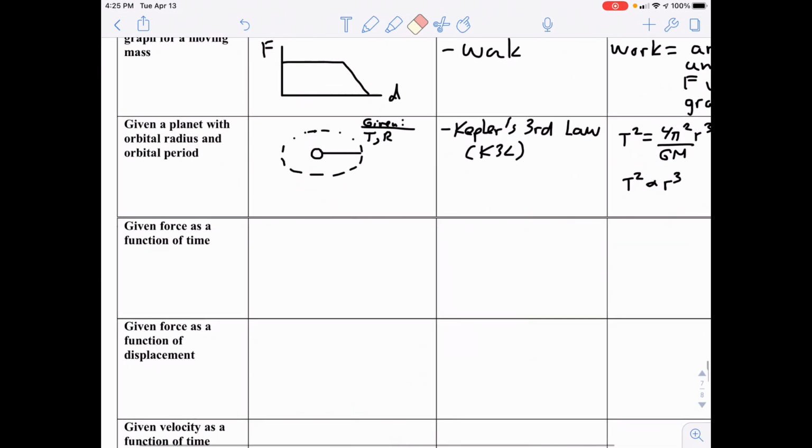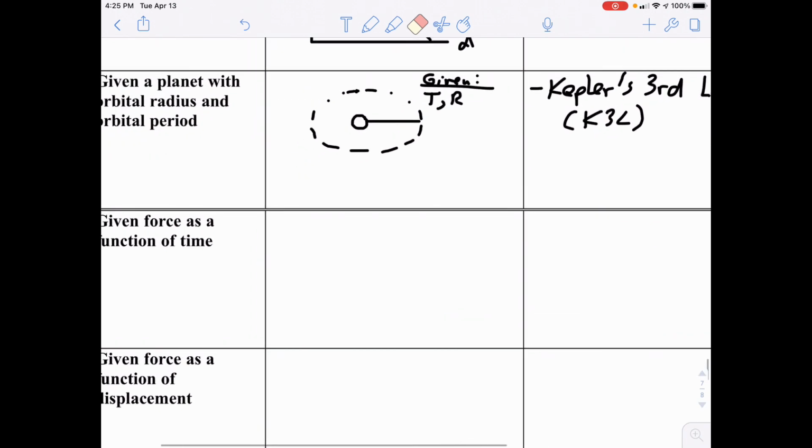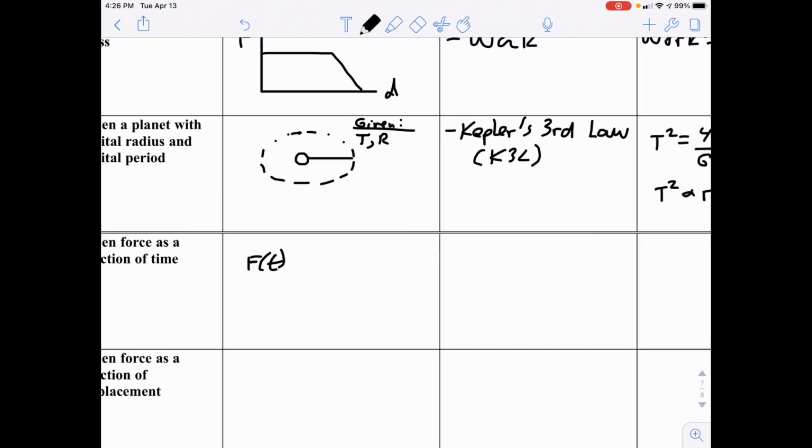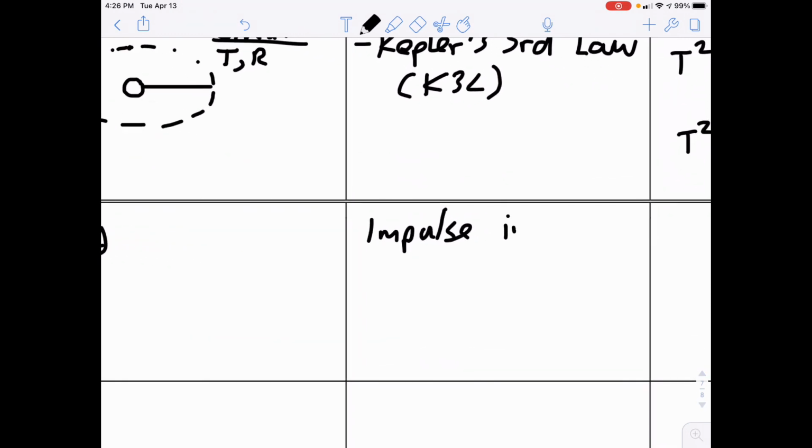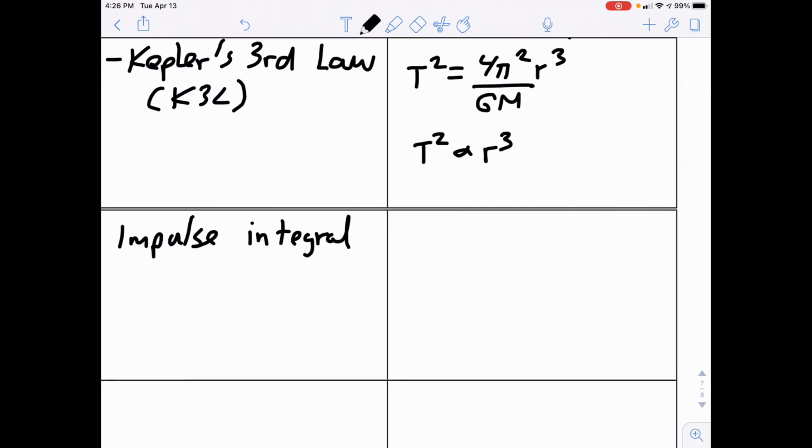What if we're given force as a function of time? We're given some F of t. Well, if we're given force related to time, that is an impulse problem, but it's an impulse problem given the fact that you have a force time function. So it's an impulse integral.